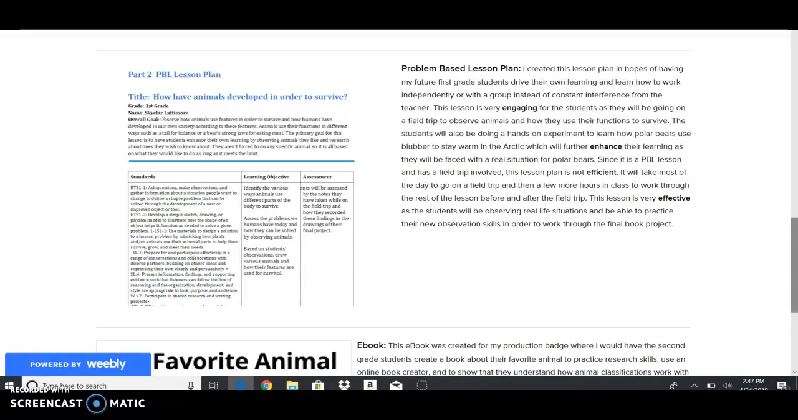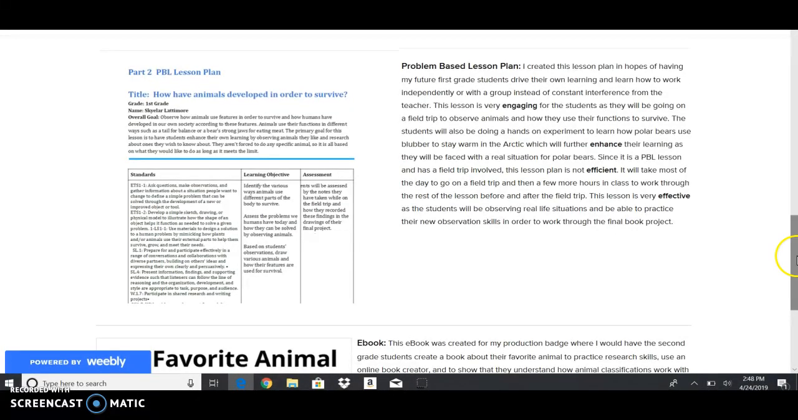My problem-based lesson plan would have first grade students go to the zoo and observe different animals and how their functions are used to survive, while connecting those to how humans have developed ourselves in regards to how animals have done it. So I would use this to have students encourage and enforce their own learning through the standard, though they would be doing most of it by themselves, along with some guidance from the teacher, and the book would be created in partners.